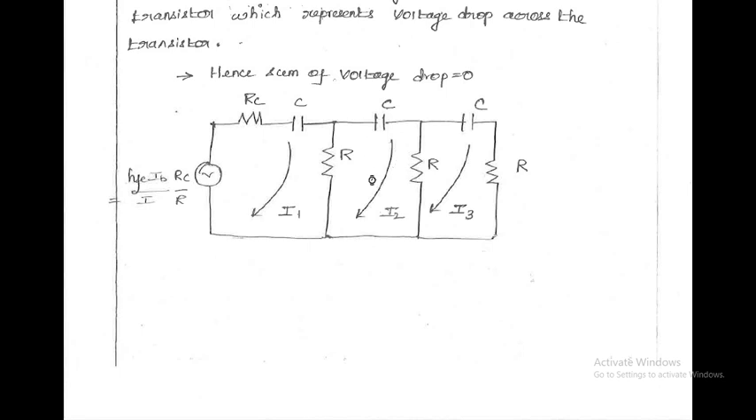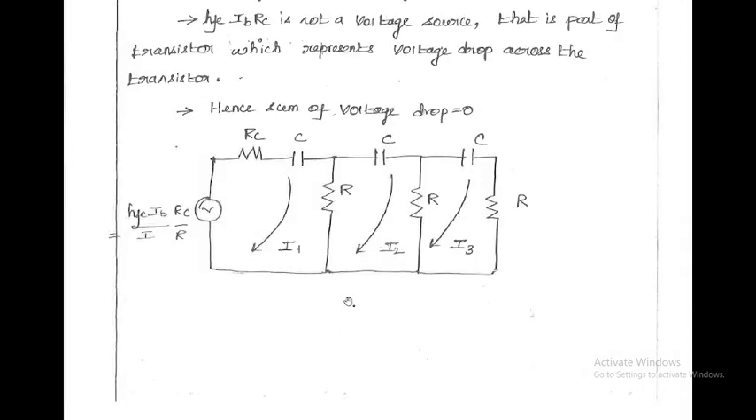So in this loop I am going to apply the KVL. Here this R is common for this loop and this loop. Now I2 minus I1 into R plus I2 into 1 by j omega C. And here this R is common for the second loop and third loop. Now I2 minus I3 into R. After simplifying this expression, I get the second equation: minus I1R plus 2R plus 1 by j omega C into I2 minus I3R equal to 0. So this is the second equation.